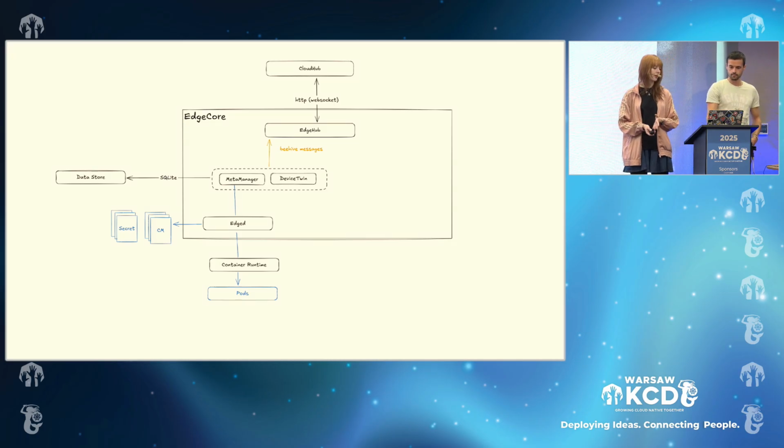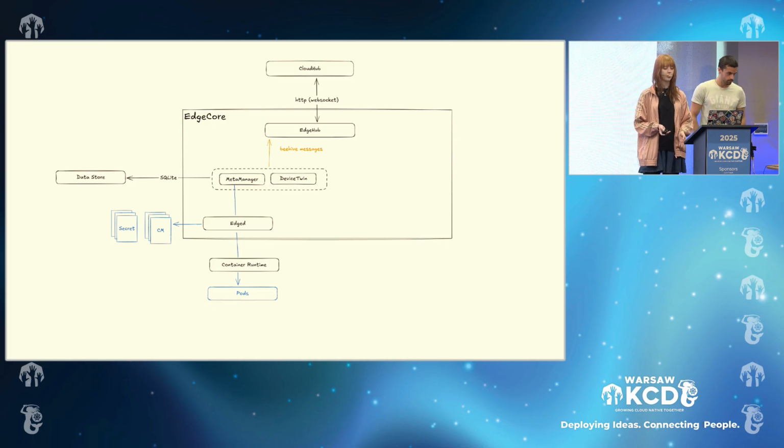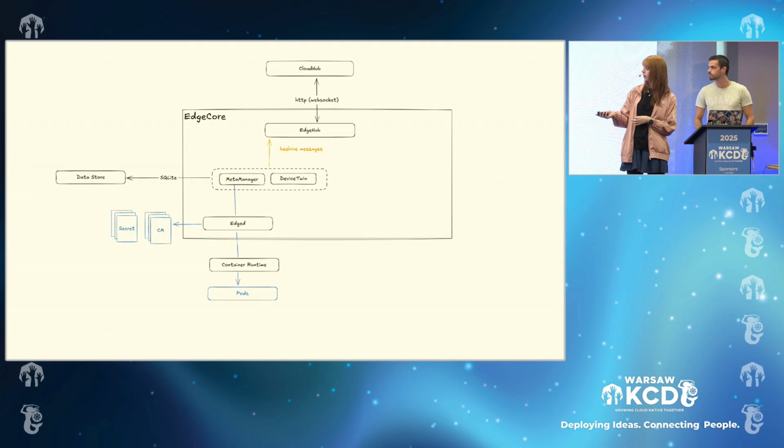The device twin keeps track of the state of devices, and it manages attributes and status of devices. This will sync information to applications that run locally at the edge, but it also will sync that information to the cloud. Now you can see the little guy here on the lower left that is called EdgeD, and you have to think about EdgeD as being the kubelet of the edge core. So this will talk to the container runtime so that you can run workloads on the edge just as you would in the cloud.